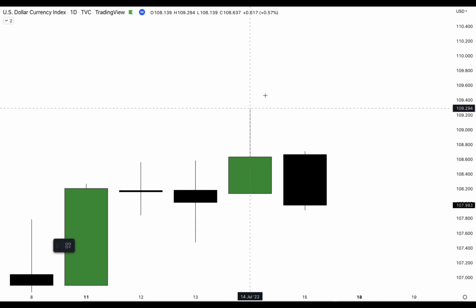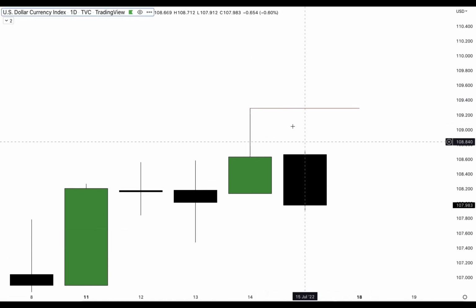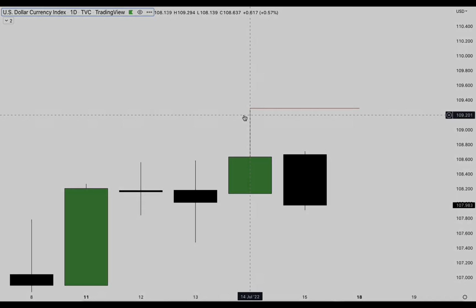Now, this right here is the swing high. This key point here, 1, 2, 3, that's it. Your swing high is right here. Now let's look at what a swing low looks like.